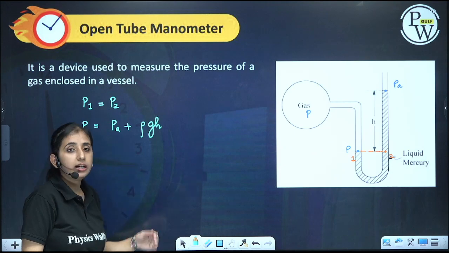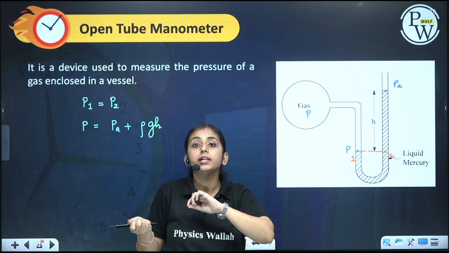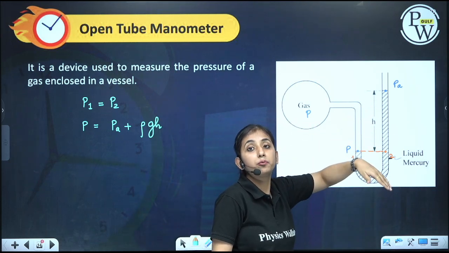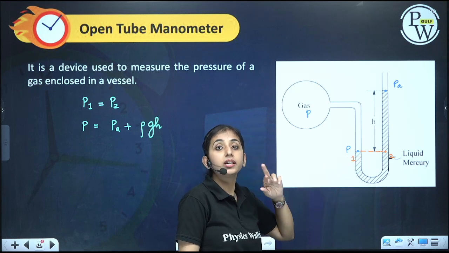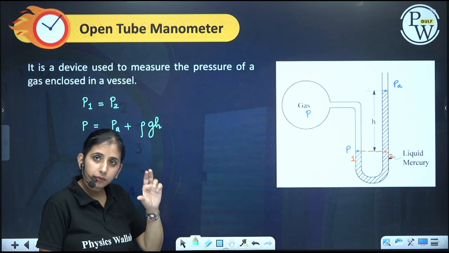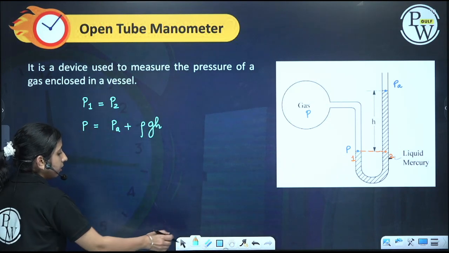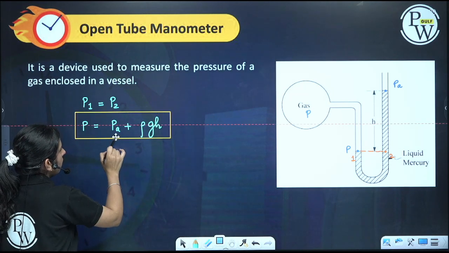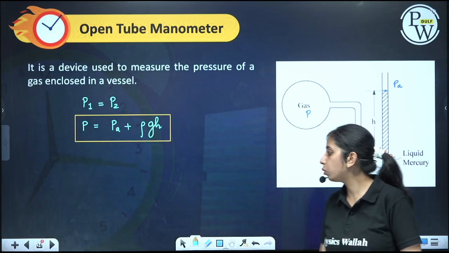Earlier in the U tube, the mercury level was equal. When we connected it to the gas chamber, there is a difference in the level of mercury in the two arms. h is the difference in level. We can measure that difference using a scale attached to the tube. So from here we get the pressure due to the gas: P is equal to P atmospheric plus rho gh.